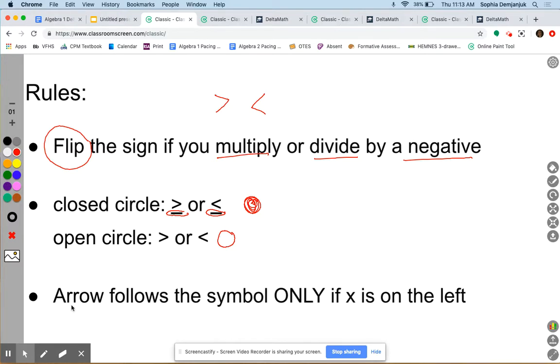And then this last rule doesn't really apply to this lesson because X is always on the left, but the only way that the arrow follows the symbol for your number line is if X is on the left, and we'll explain that more in detail in different lessons. So we're going to start with our first example.